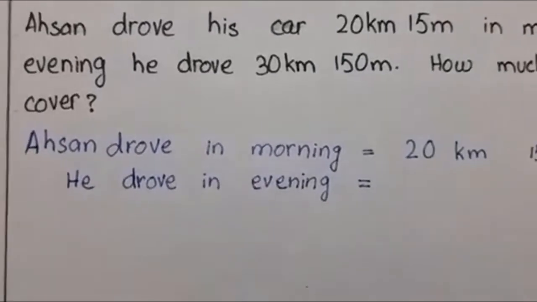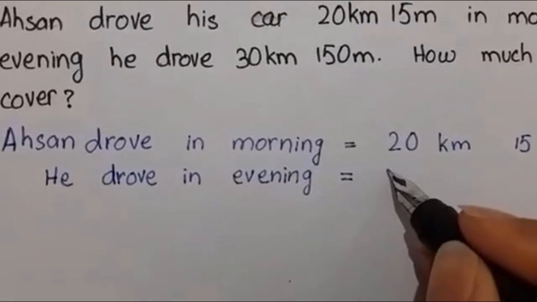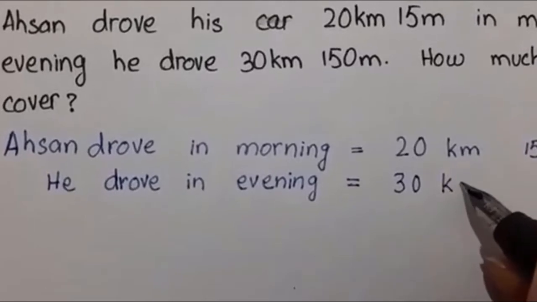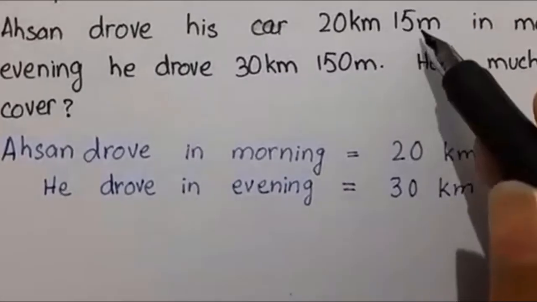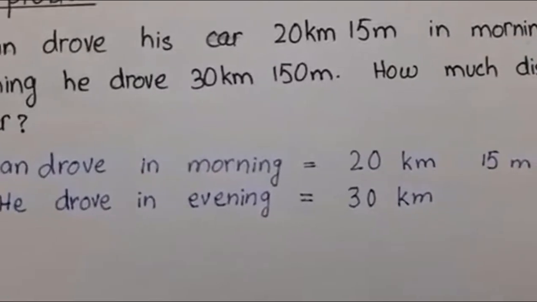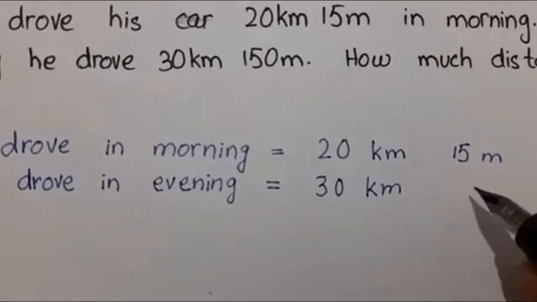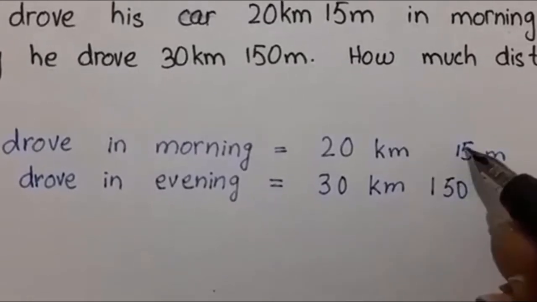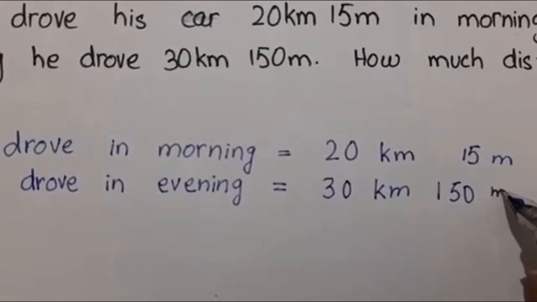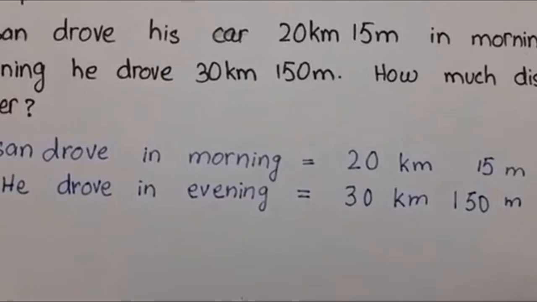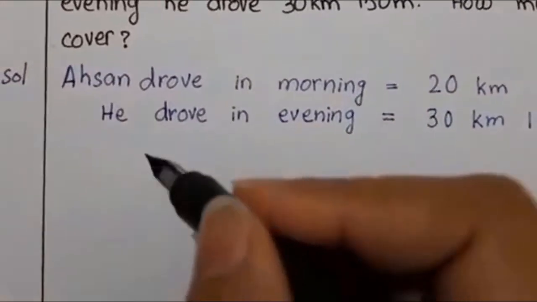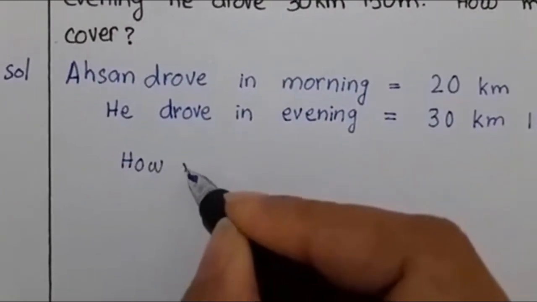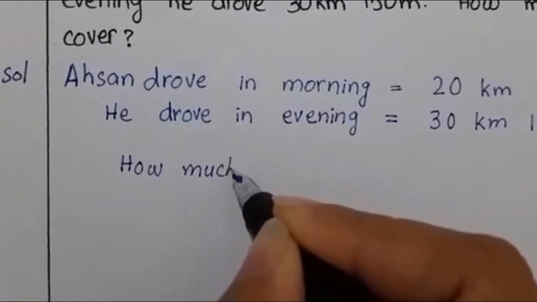So boys, we will write over here 30, 30 and kilometer under kilometer. Okay, now you can see boys, it is 150 and it is 15. Okay, so 150, we will write 0 under 5, 5 under 1 and 1 over here. There is no third digit. And meters. So how much distance he covered? How much distance? Our third statement is how much distance.